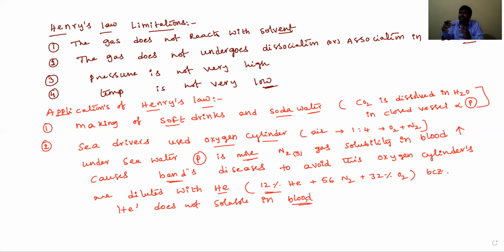Benn's disease means the bones become very painful. To avoid that problem, they add around 12% helium, because helium is not soluble in our blood and comes outside. Because the solubility is decreasing, we are protected. So this is one important application of Henry's law: to protect from Benn's disease, oxygen cylinders are diluted with helium. This composition is also very, very important, dear students.